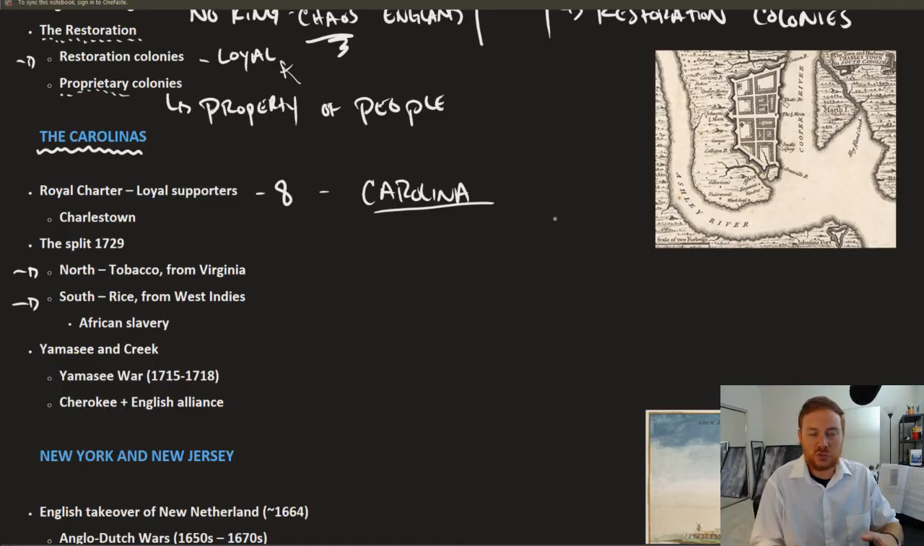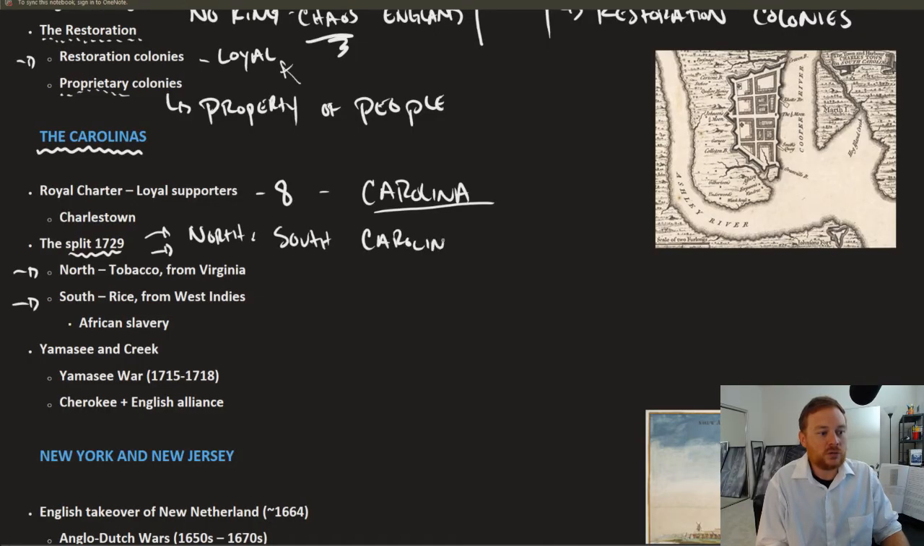And even though these two sides eventually grew apart, they formally split in 1729 to form what we call North and South Carolina. Of course, these are two states that we have to this day. They differed a little bit from each other, in the north primarily in terms of the economy.